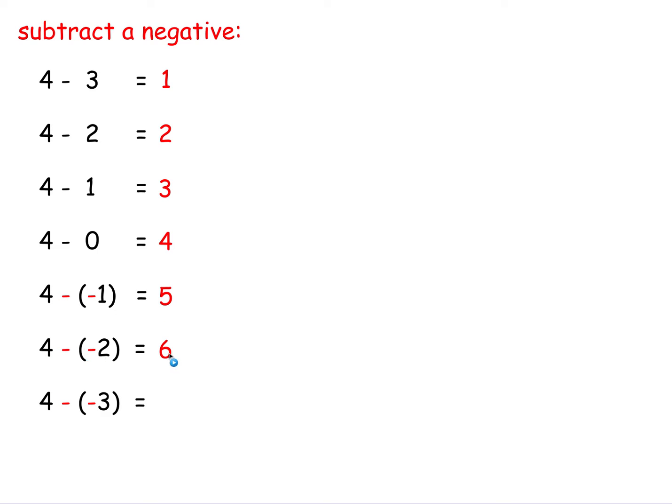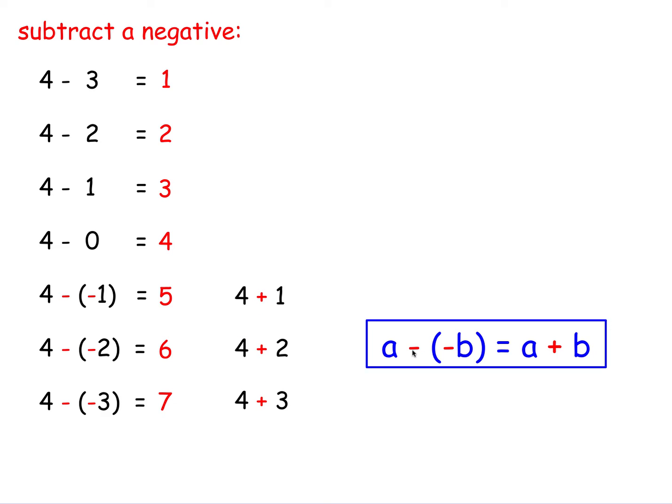That's like 4 plus 2. And same here, take away 1 less, the answer becomes 1 more than before. So as I'm taking off 1 less each time, my answer becomes 1 bigger each time, and we get that 4 minus -1 is like 4 plus 1, 4 minus -2 is like 4 plus 2, and 4 minus -3 is just like 4 plus 3. In short, subtracting a negative is just like add. So these two bits in red, subtract a negative, it's add. And that gives us that rule. Subtract a negative is just like add.